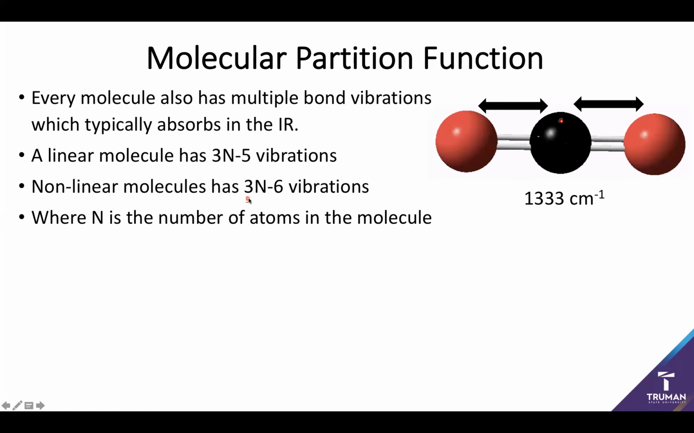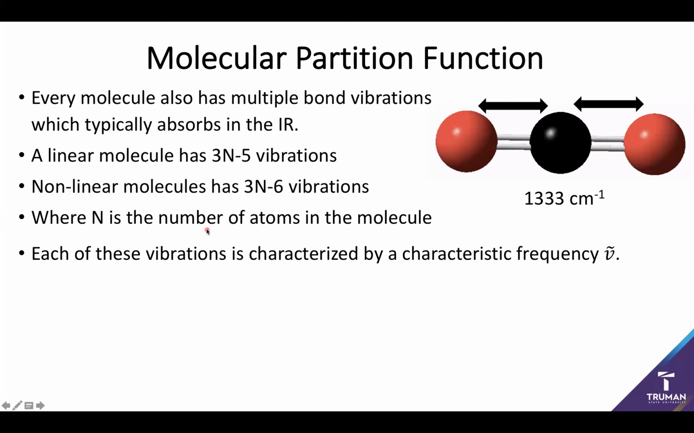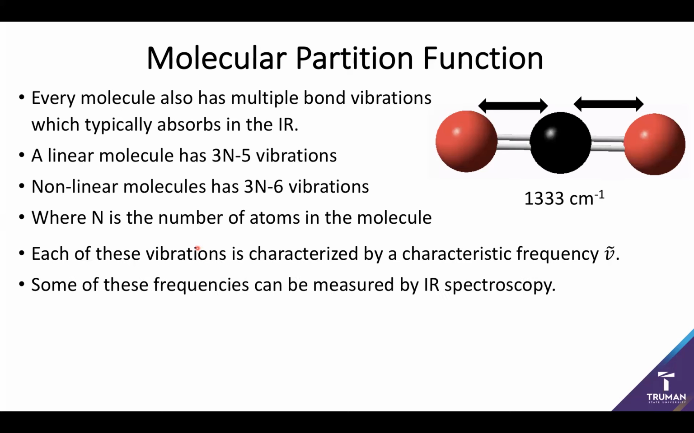So if you have a nonlinear molecule, you're going to have 3n minus 6 vibrations. So essentially 1 fewer vibration than for a linear molecule. One of the important things to note is that each of these vibrations is characterized by a characteristic frequency v. This characteristic frequency is usually what we're measuring with IR spectroscopy.